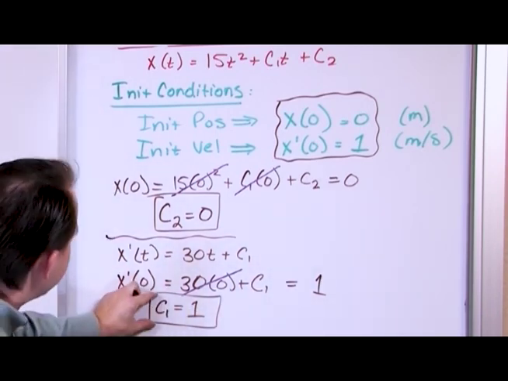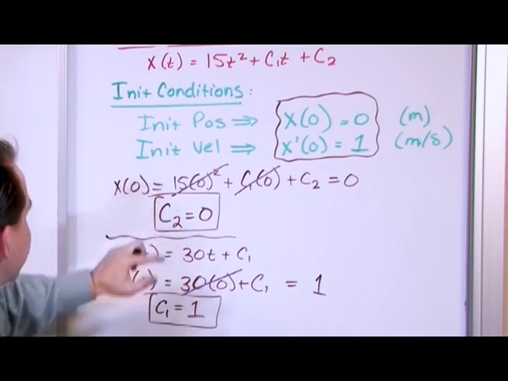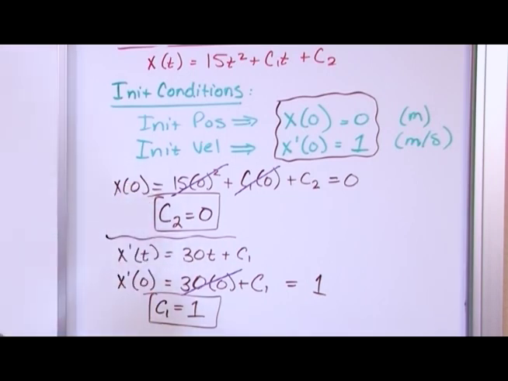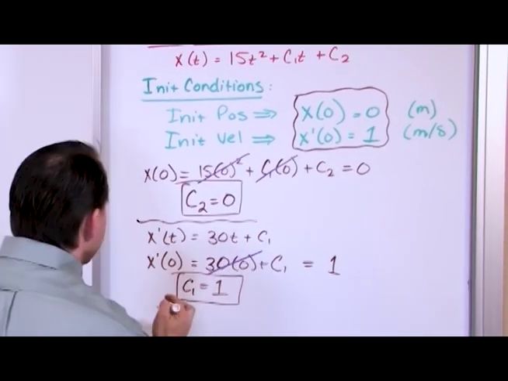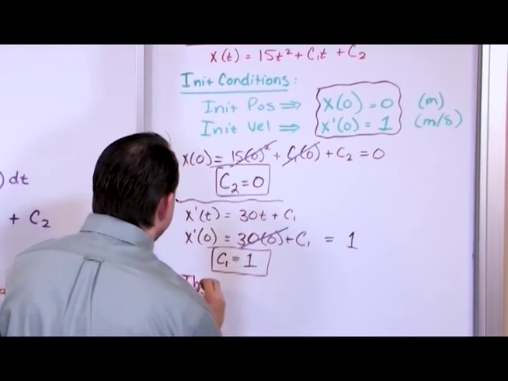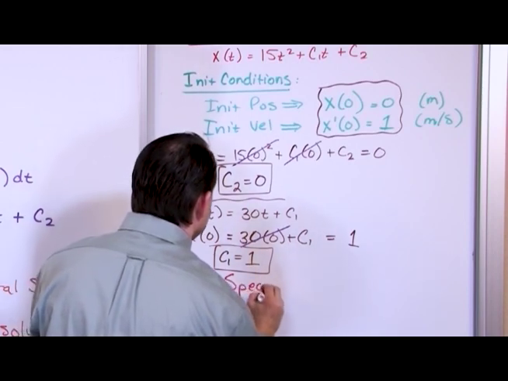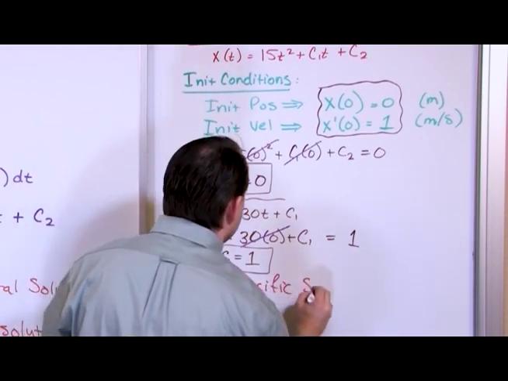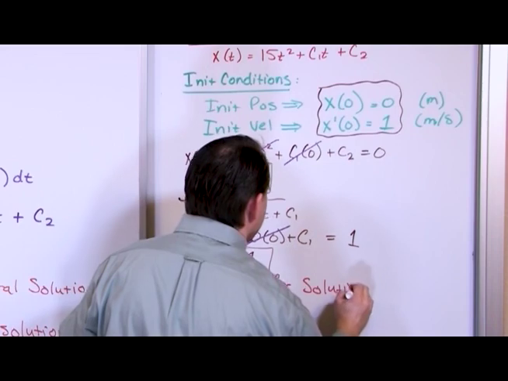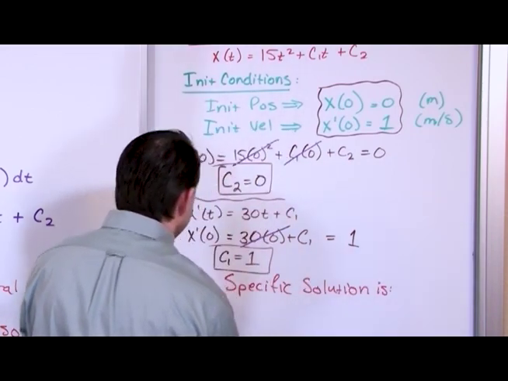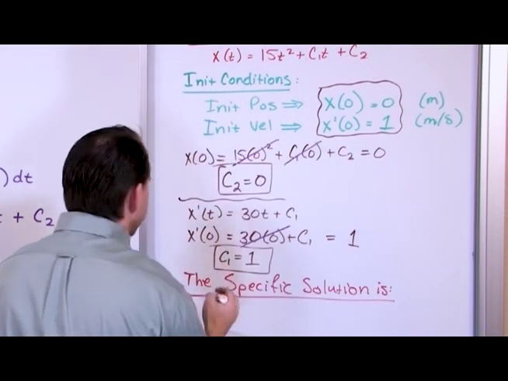We've calculated a value for c1, the constant. We've calculated a value for c2, the constant. We already know what the general solution is, so what we're now going to write down is the specific solution, and we're just going to use our guy from up there.